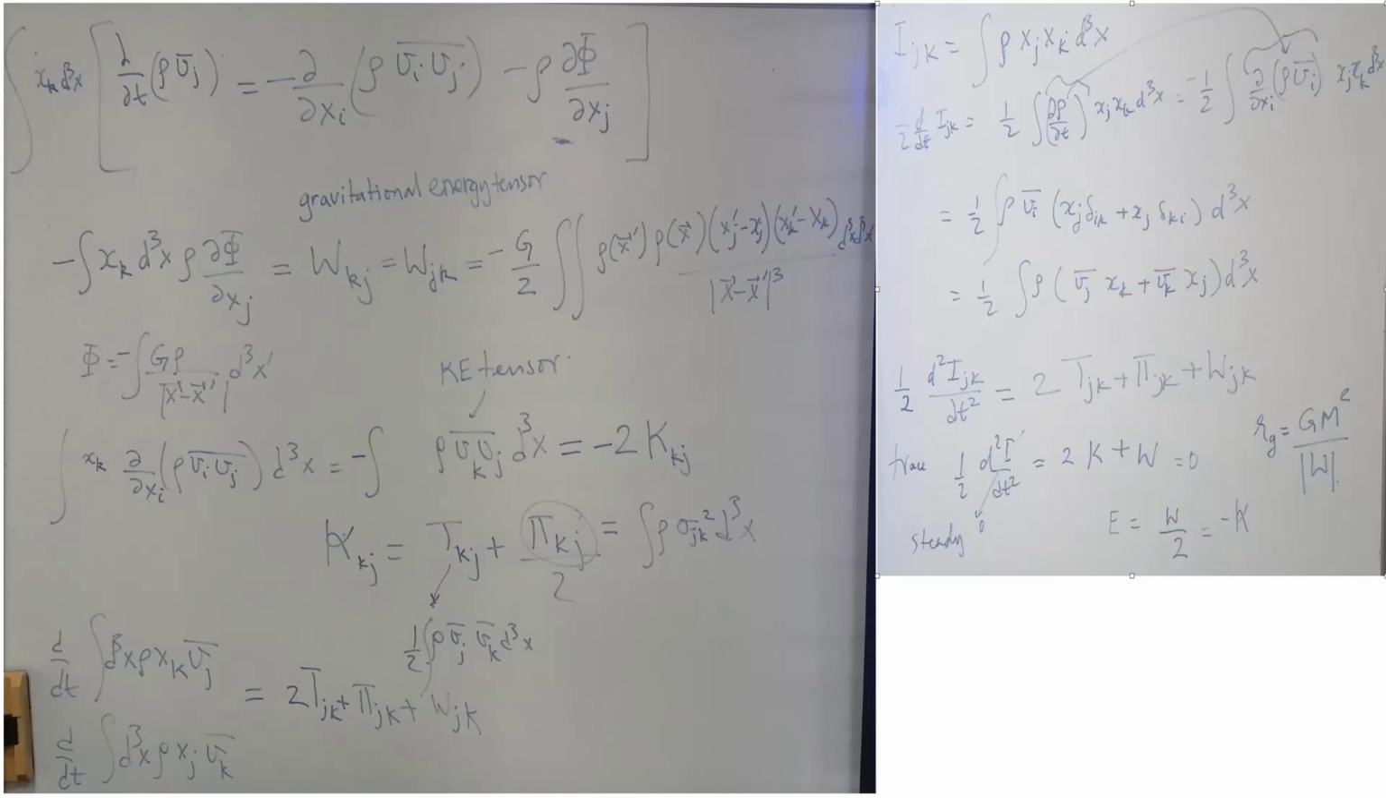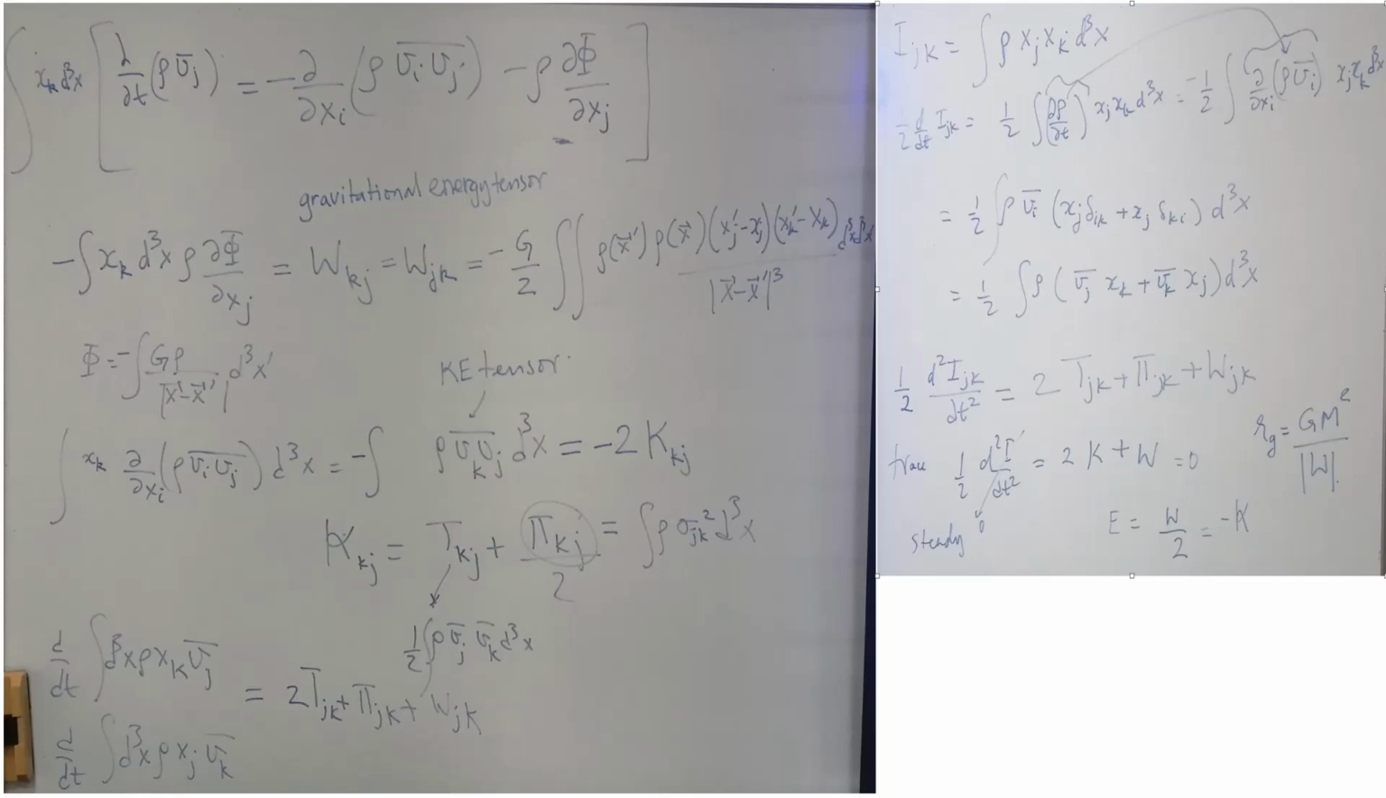Again, this is symmetric. Again, this k is symmetric. So this integrated over gives you these kinetic terms. This integrated over gives you the gravitational energy tensor. What about the first term? So let's see. The first one is here.